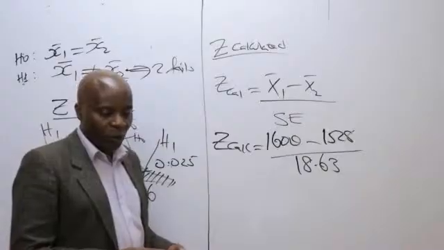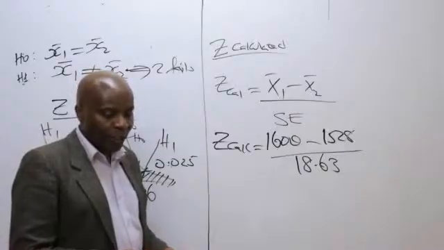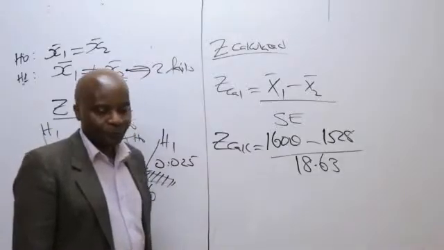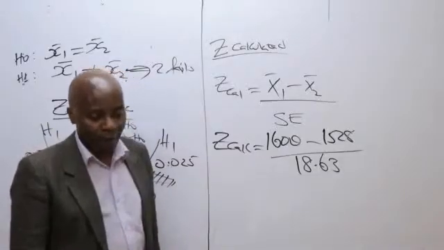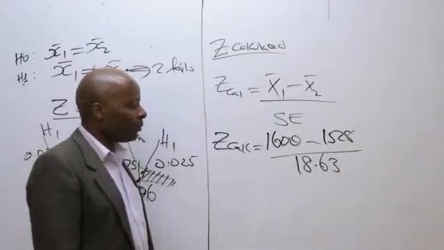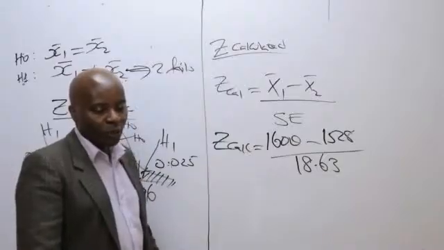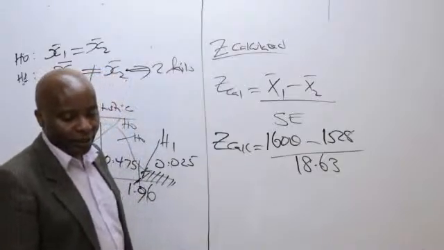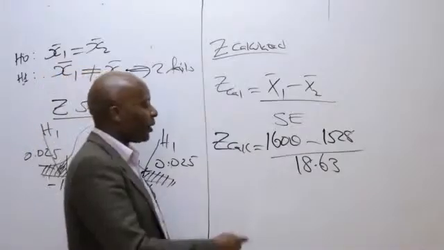HP, you have to check your answer. 18.1 is quite off. I know it's near, but it is quite off. So I want someone to give me the final answer of Z calculated. Lokai, Denzel, Denise, they're giving me 3.86.